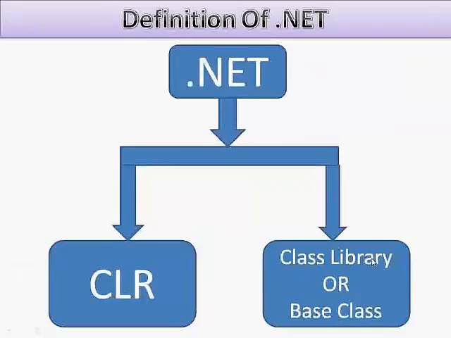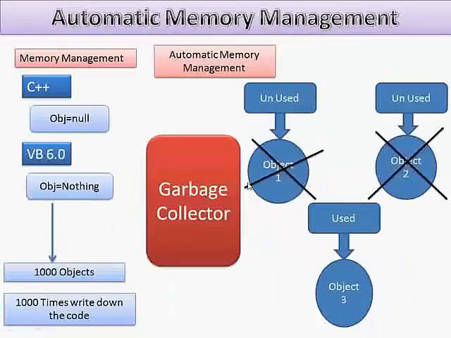Basically CLR is the heart of the .NET framework. It will provide a runtime environment to your application. It will handle your code execution, and the class library or base classes are the supportive libraries. This will help you to create an application. We already discussed the first feature of .NET, that it is language independent.